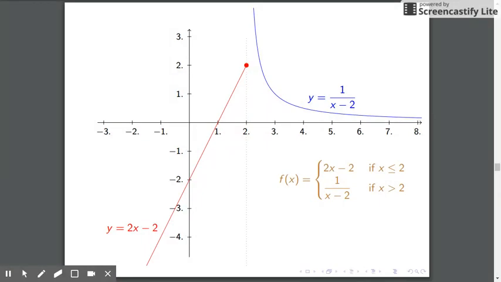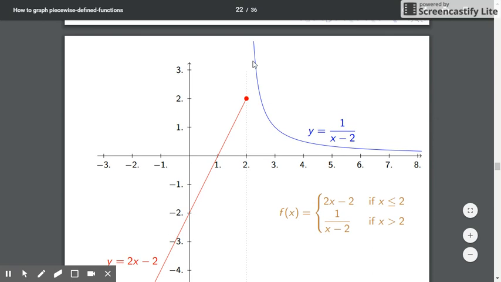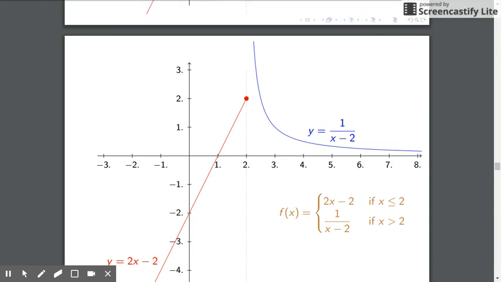Do I have an empty circle? No. Why is that? Because this path is going toward infinity as it approaches x equal to 2, and therefore it is not predicting anything for x equal to 2, so you don't have to worry about it. We put the empty circle when we have an endpoint for the path. This path doesn't have an endpoint because it goes to infinity.